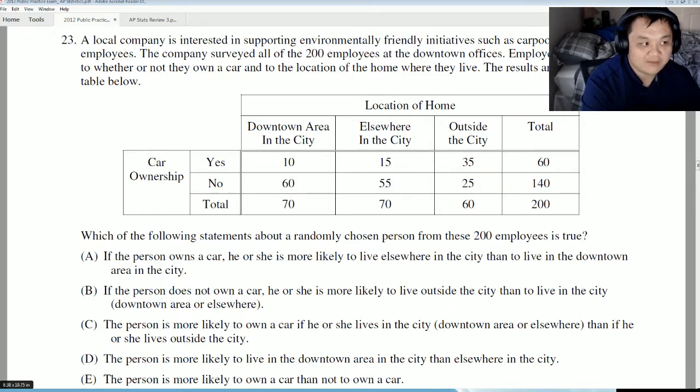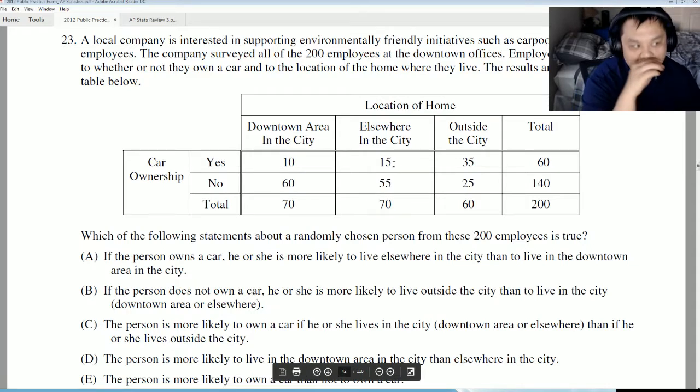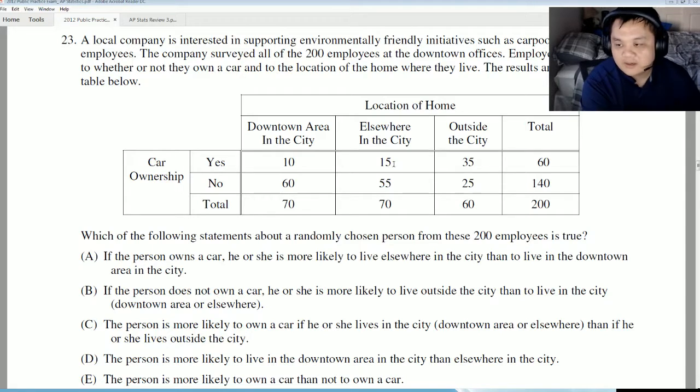Well, okay, let's do the math. A person owns a car, so the car ownership is 60. He or she is less likely to live anywhere else, so anywhere else is 15. That probability should be 15 over 60. Now the next one, the one that owns a car, which is still 60. Now this one is downtown. Downtown is 10, so 10 out of 60. So if a person owns a car, he or she is more likely to live in the city than to live anywhere else.